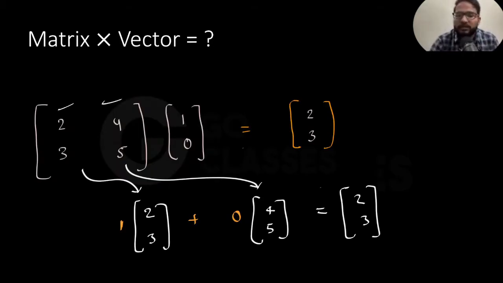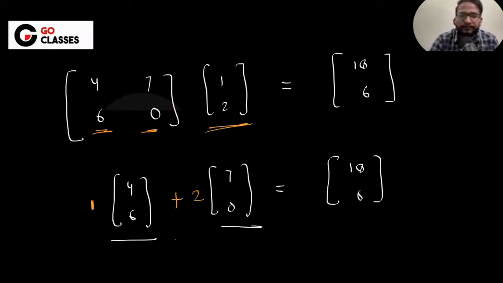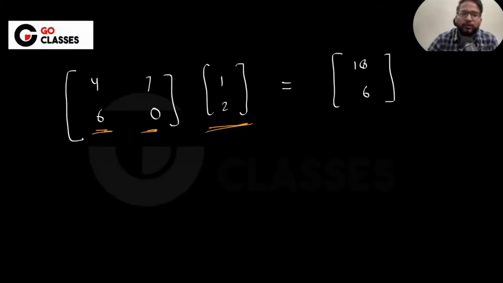Let me give you more examples. So suppose that you want to multiply this matrix and this vector. Then what will you do? You will say, okay, let's just do one thing. One of the most convenient ways for you till now is basically just to multiply this row and this column, and then you get this 18, and then you multiply this row and this column, you get this 6.